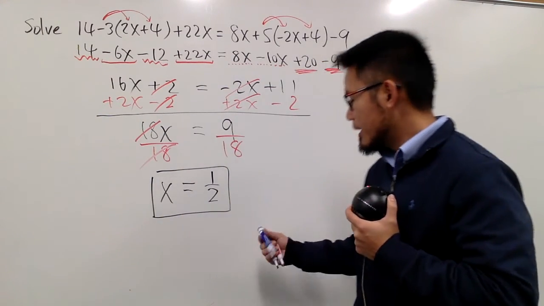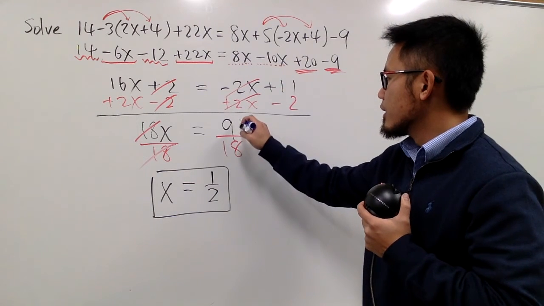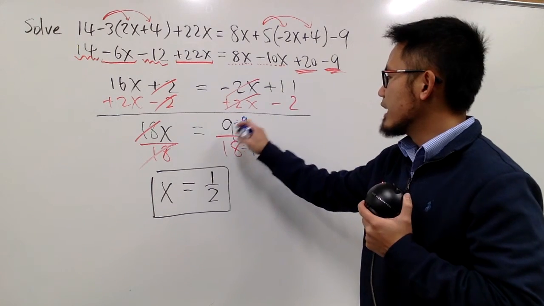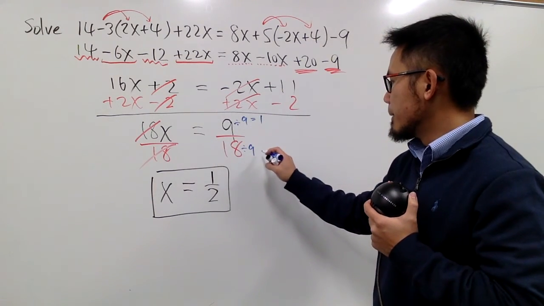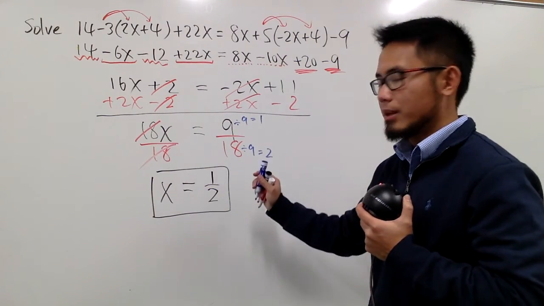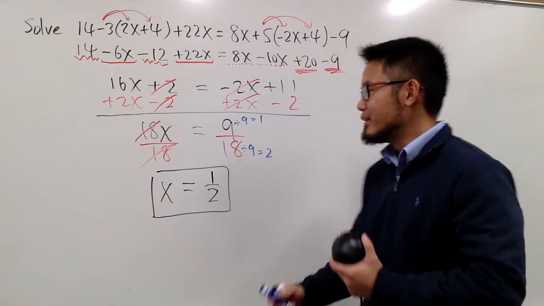And just as a reminder, when we have 9 over 18, we can divide the top by 9. Divide the bottom by 9. 9 divided by 9 is 1. 18 divided by 9 is 2. And that's 1 on the top over 2 on the bottom. Thus you have 1/2. Anyway, that's it.